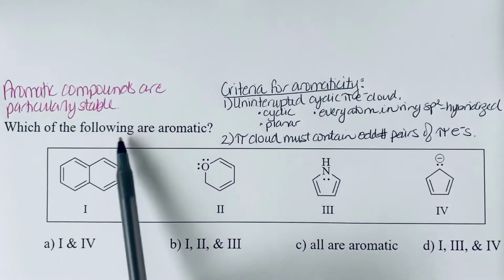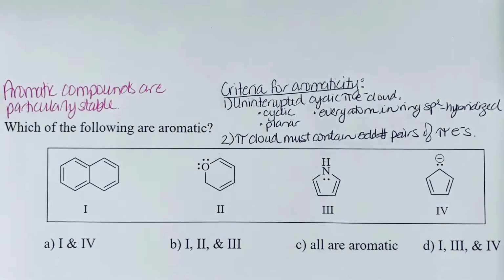Which of the following are aromatic? So aromatic compounds are compounds that are particularly stable. They have a larger delocalization energy than can be explained by just simple resonance. So it's nice if we can recognize when a molecule is going to have this property.